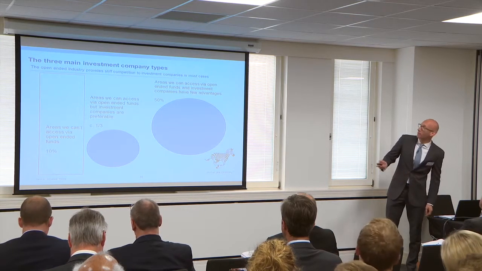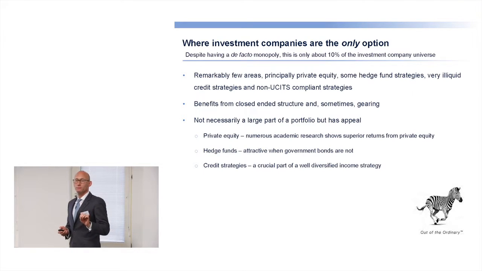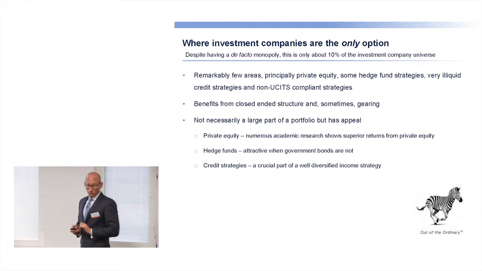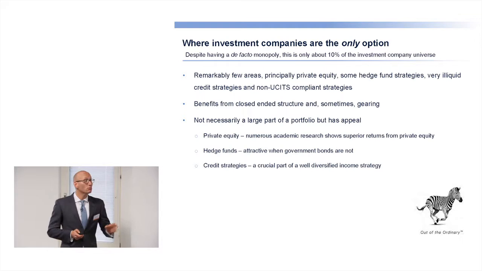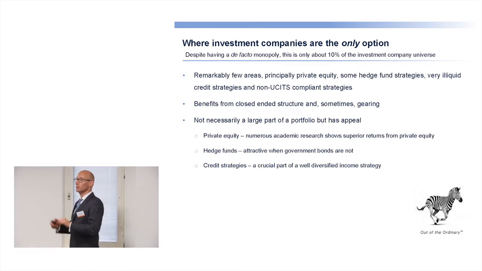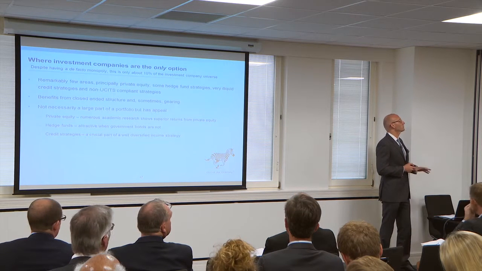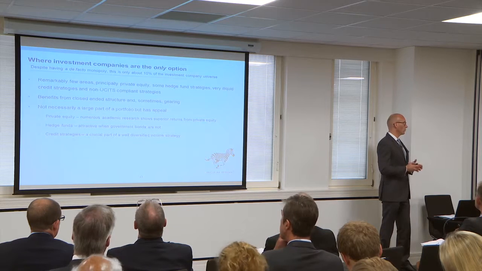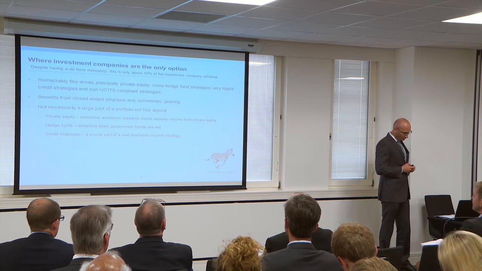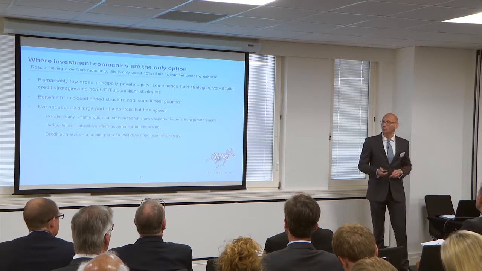Right, so let's take the first main category, okay? Where investment companies are the only option in town. Now, there are actually very, very few areas where you can really only invest in strategies via an investment trust. Okay? It's principally private equity, some hedge fund strategies, and some very illiquid credit strategies and non-UCITS compliant strategies. Okay? Now, the main thing all these have in common is that they invest in assets or strategies which are simply incompatible with a regulated, open-ended format. Remember, investment companies are companies. You can put virtually anything into a company. Right?